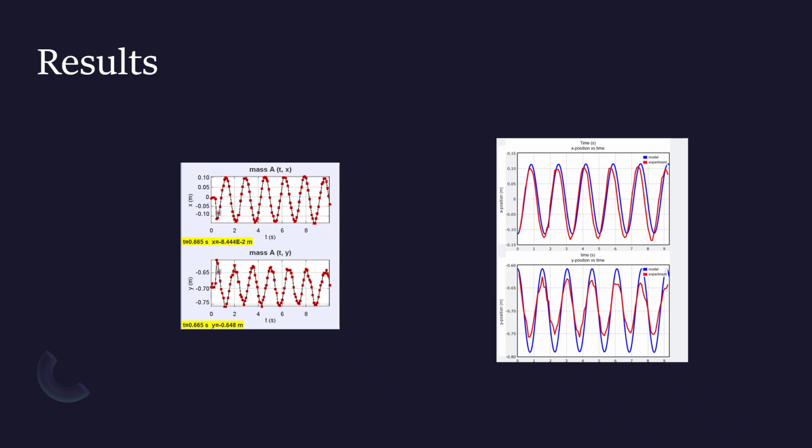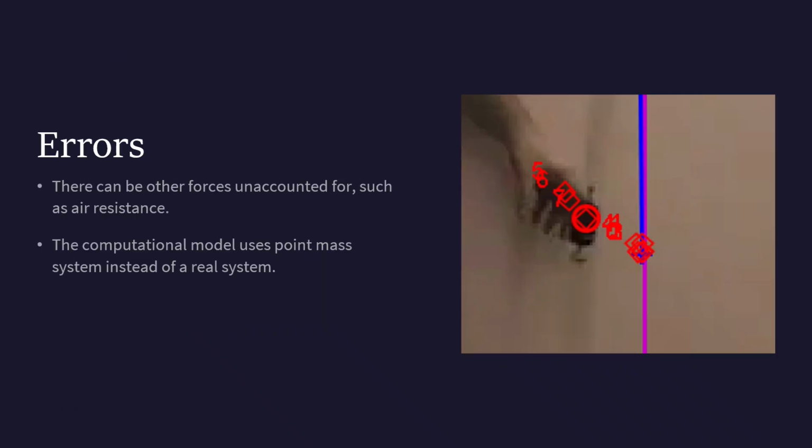For our results, we can especially see on the right graph that the red line represents the experimental data, while the blue one represents the computational model. They look similar, but there are some errors, and that's mostly due to human error, because these points were not accurately found. They don't accurately represent the center of mass. There's also the fact that not all external forces are accounted for, such as air resistance.